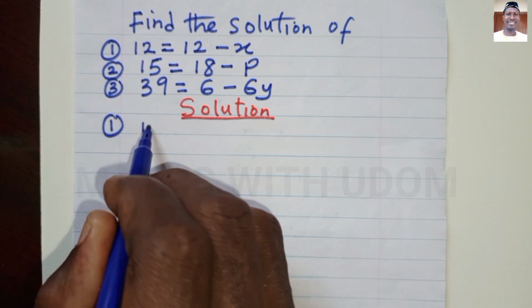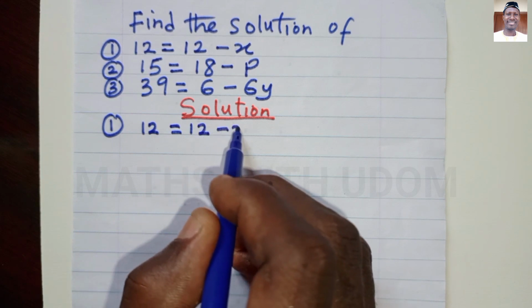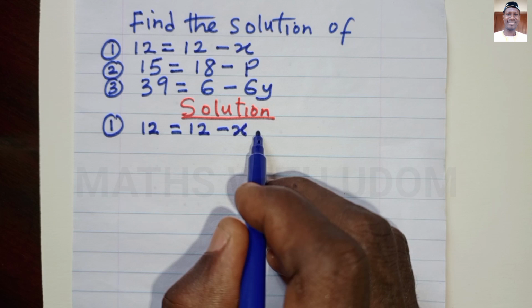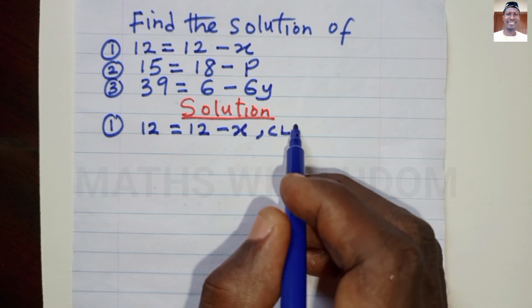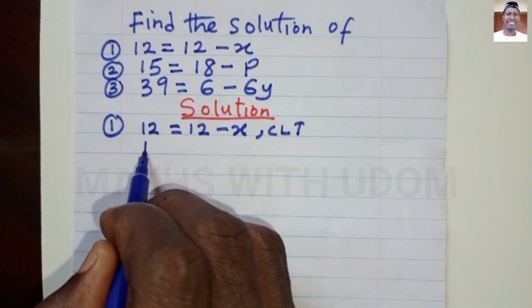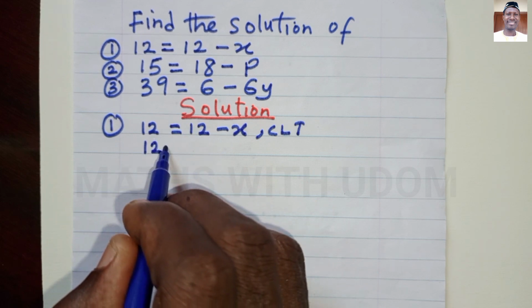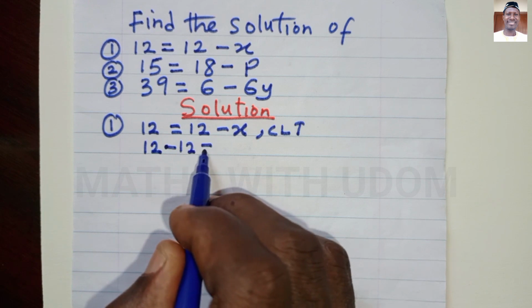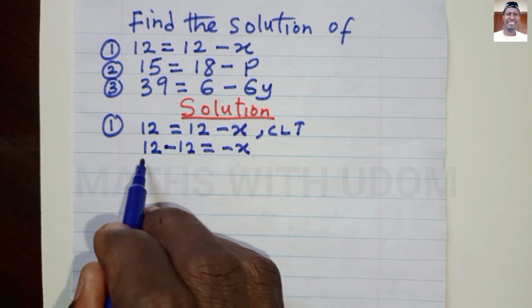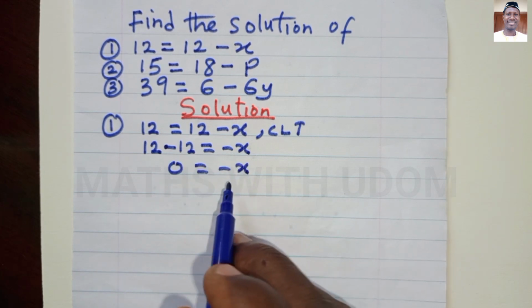Question 1. 12 is equal to 12 minus x. The first thing to do is to collect like terms. When you collect like terms, 12 is already here. This 12 will cross over to the left-hand side, and the sign will change from positive to negative: 12 minus 12 equals minus x. 12 minus 12 will give us 0 equals minus x.